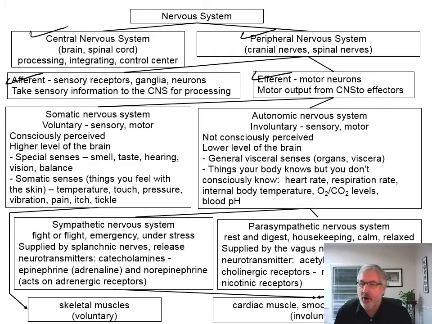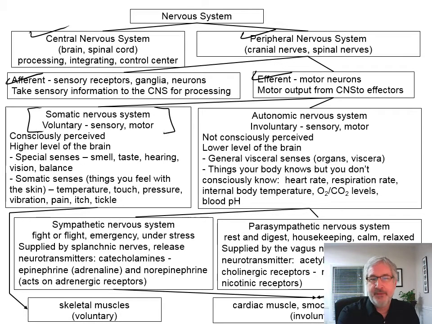You don't have to think about how often to breathe. You don't have to think, oh, I need to take a breath, and then breathe. Your body just controls that for you. And then we talk about that in the medulla oblongata. So the efferent division of the peripheral nervous system sends motor output from the central nervous system to effectors.